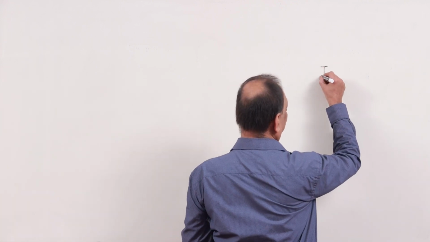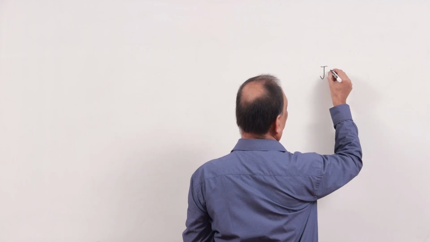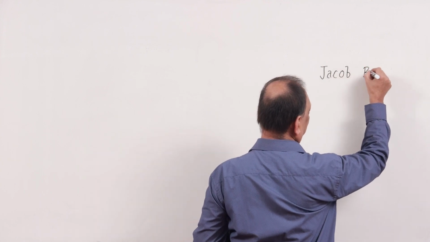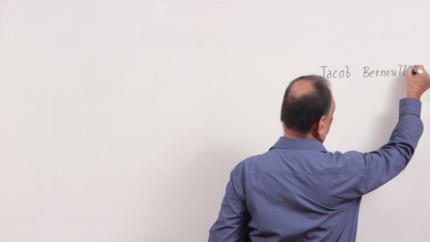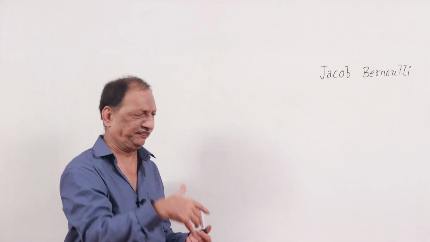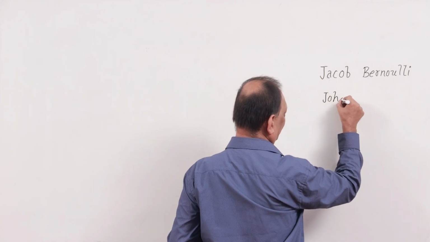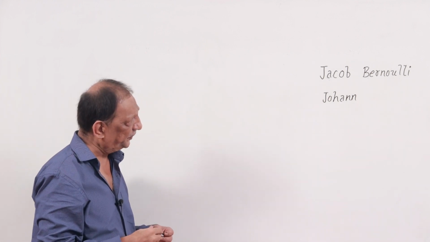Johann Bernoulli, there are three Bernoullis, Jacob Bernoulli. There is a Bernoulli's principle, Bernoulli's theorem, Bernoulli's something, Bernoulli's number. You will find a lot of Bernoulli stuff. No? Half of it probably was due to Jacob, the other half was due to Johann. Not Jacob, Johann, right? Johann Bernoulli.